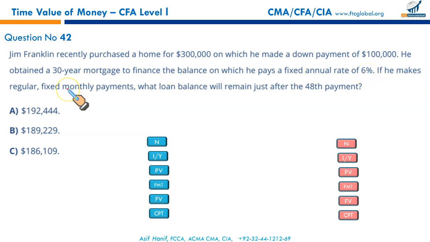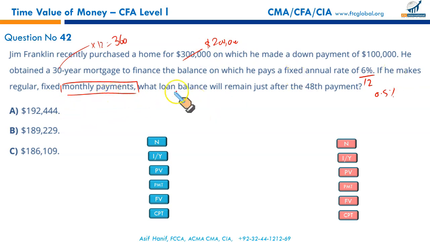If he makes regular fixed monthly payments, now this is the point that needs consideration, monthly payments. If there are monthly payments involved, that means these 30 years will involve 360 periodic payments. Interest rate will have to be divided by 12, 0.5%. The loan amount is net of 100,000, that is $200,000. Now, what is exactly the requirement? If he makes regular fixed monthly payments, what loan balance will remain just after the 48th payment? Loan balance when the 48th payment is made.